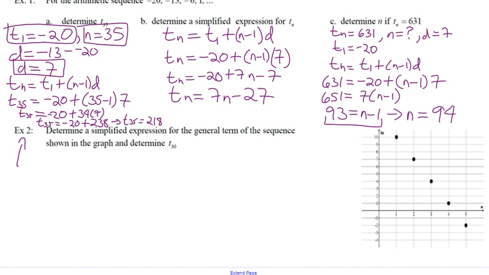Determine a simplified expression for the general term of the sequence shown in the graph. This is the graph. And determine t sub 30. Okay, so what's this axis? Really? Why don't you look at yours? N. And what's this axis? T sub n. So what's T1?